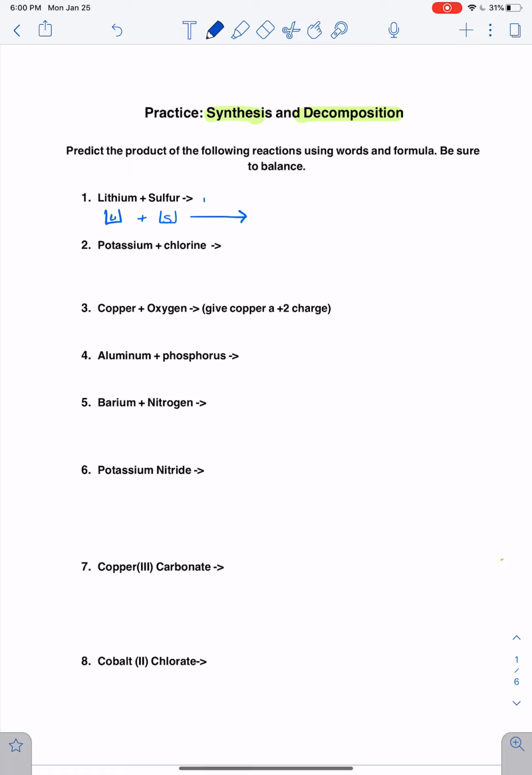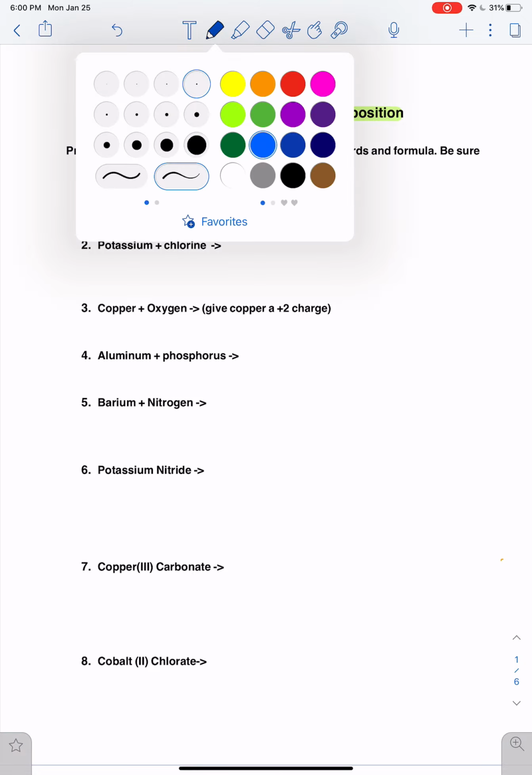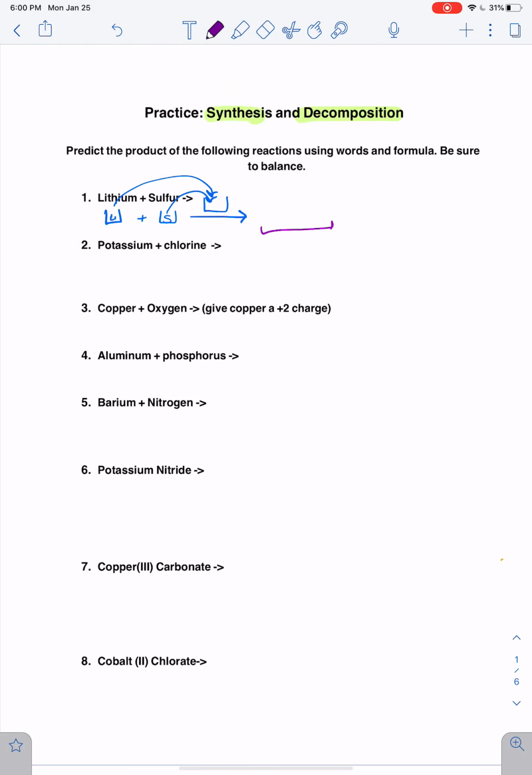So our arrow is basically us saying that we're going to put lithium in here and sulfur in here, and let's see what we produce on the other side. To figure out what we're producing, we have to look at what we're putting in, and ask ourselves, is it elements and elements, or is it elements and compounds? And there's a whole list that we're going to talk about. But this one is specifically a synthesis reaction.